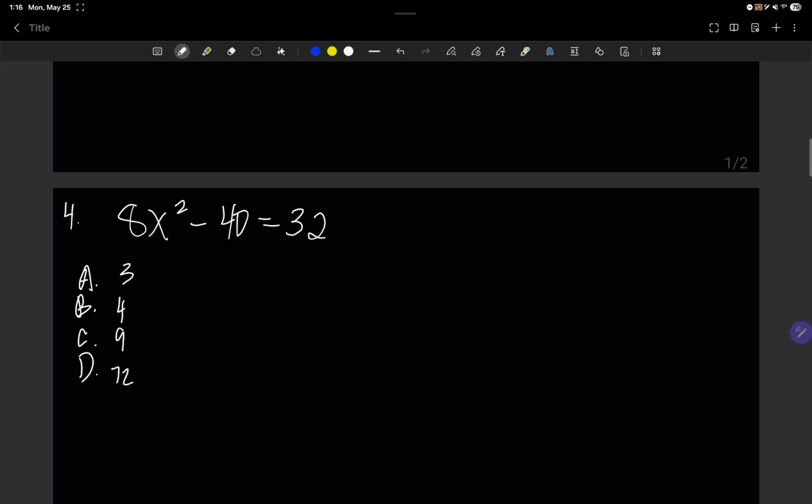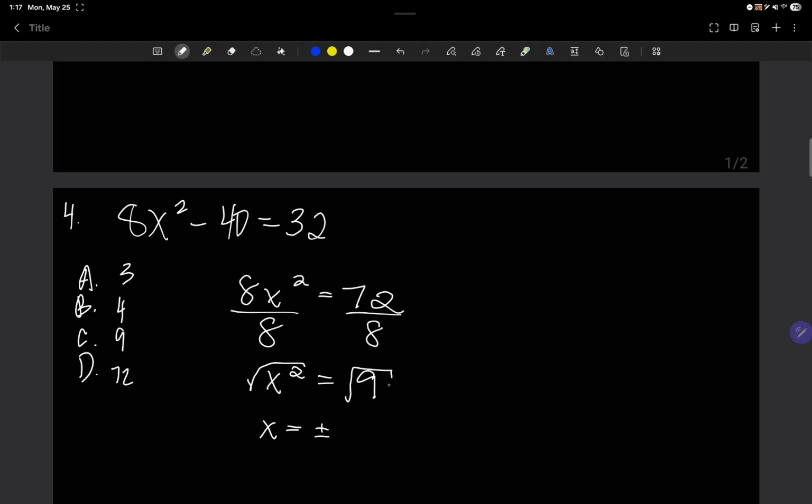Now, I know some people might say, oh, I've got answer choices, I can just plug them in and see which one works. How I first looked at this was solving it. You add 40 to both sides, and that's 72. Then I divide both sides by 8, so x squared is equal to 9, since 8 times 9 is 72. Then when you take the square root, you get plus and minus 3.